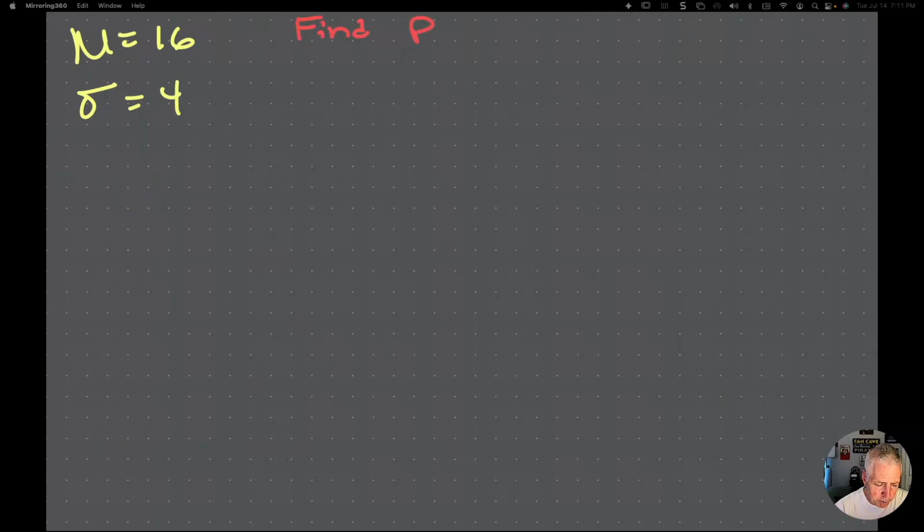Find the probability that any x value that would fall on this particular continuous curve would be less than, let's say, 14. Okay. The first thing I'm going to do, even as a student, if I was a student in the classroom, the first thing I'm going to do is draw a normal curve.